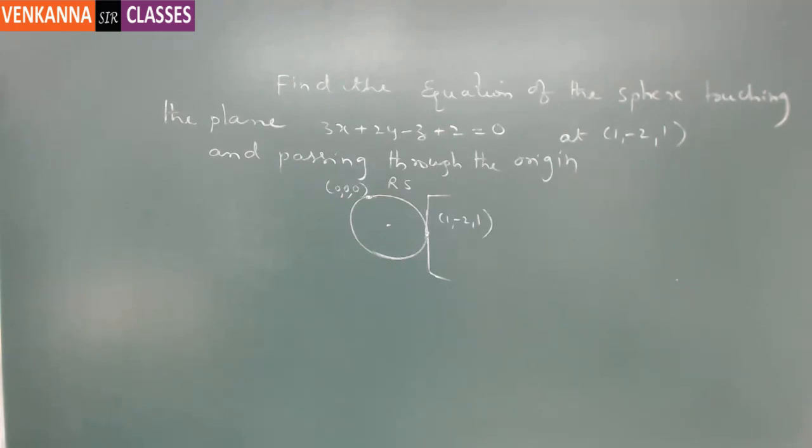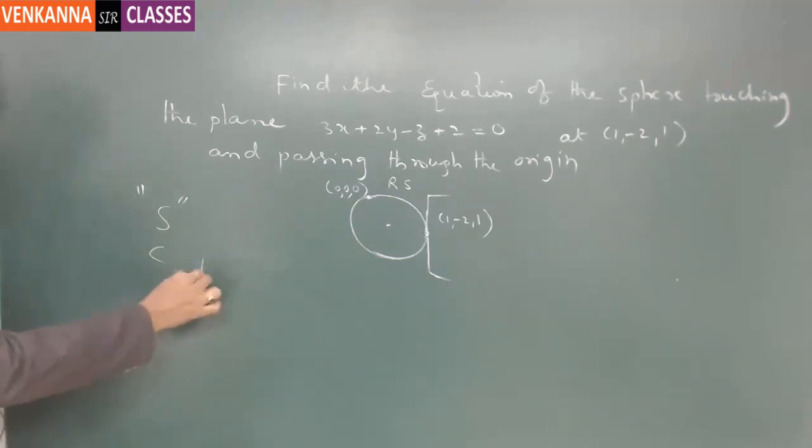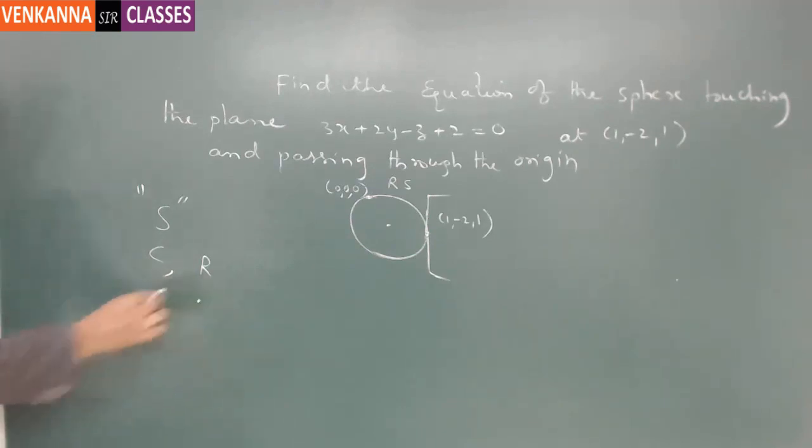If 2 points are given to us, can you write the sphere equation? Did we learn any such kind of formula? I am not asking about the tangent plane. Just imagine that I have a sphere S. I want to write a sphere S. If center and radius both are given, then you can write the equation of S. Other thing is, if only 2 points are given, can you write the sphere equation?